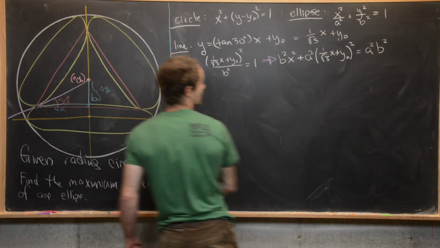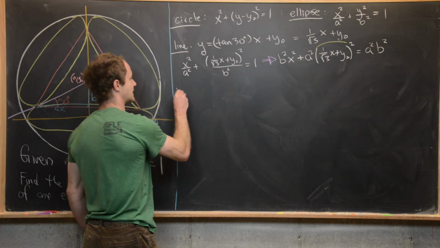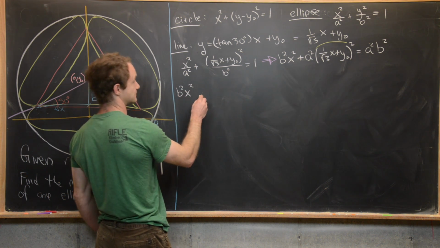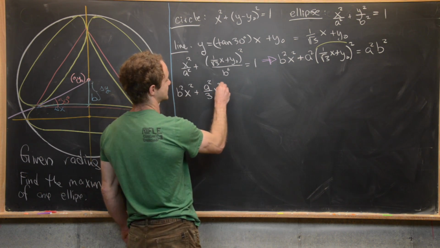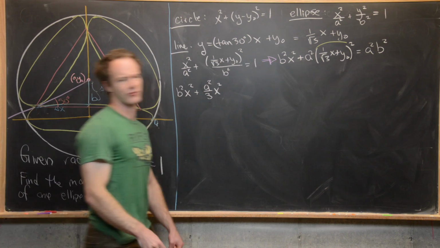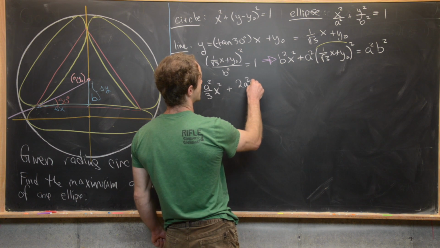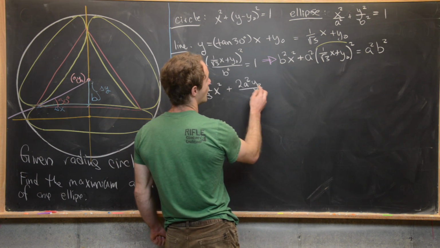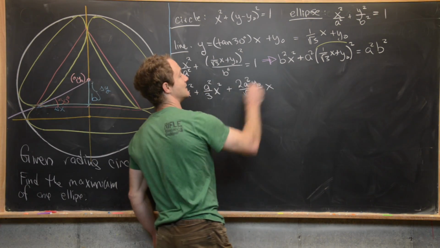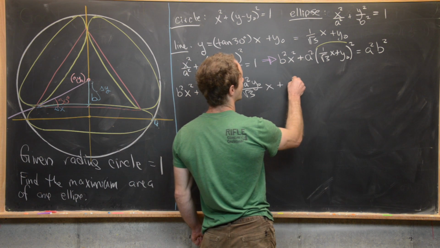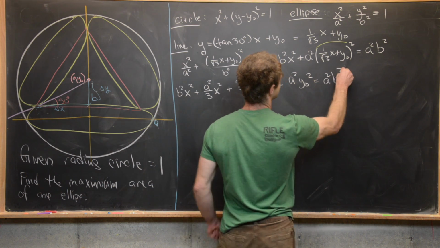Okay, next what I'll do is multiply out this binomial squared. That's going to leave me with b squared x squared plus we'll have a squared over 3 x squared. So I'll distribute this a squared through while we're at it. And then plus 2a squared y naught all over root 3. So that comes from the cross term there. And then that is times x. And then finally plus a squared times y naught squared. That's going to be equal to a squared times b squared.